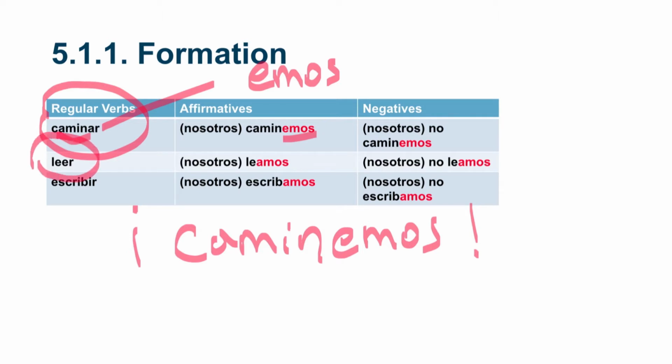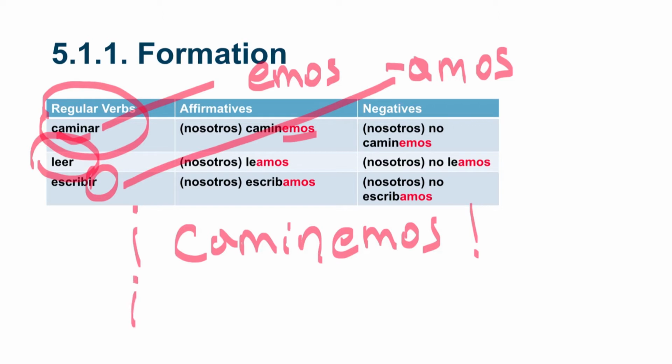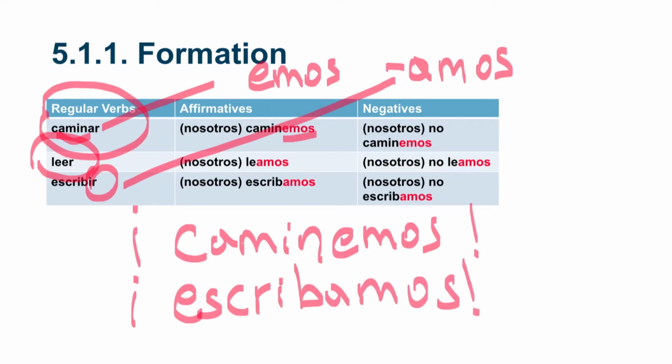Now let's think about leer or escribir. Escribir is an IR type verb. We're going to use the opposite vowel, A. See? So for any verb that ends in AR, you're going to add emos, and for IR verbs, you're going to add amos. Caminemos, escribamos. That is for the regular verbs.